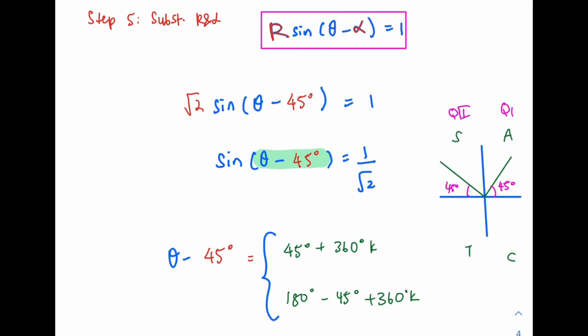So let's find our reference angle. Shift sine 1 over root 2. So your reference angle now is 45 degrees. So let's draw the quadrant here. Sine positive is in quadrant 1 and also quadrant 2. So let's write the terminal line here and put in your reference angle 45 degree and 45 degree. Now let's read your angle here. Theta minus 45 degree is equal to, the first one is 45 degree. The next one is 180 degree minus 45 degree plus 360 degree K.